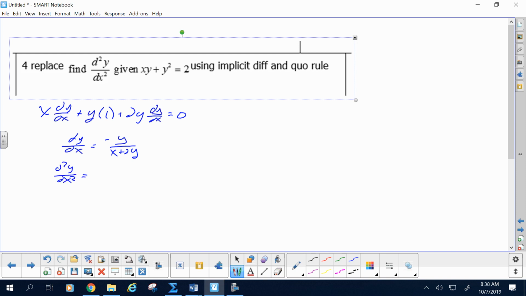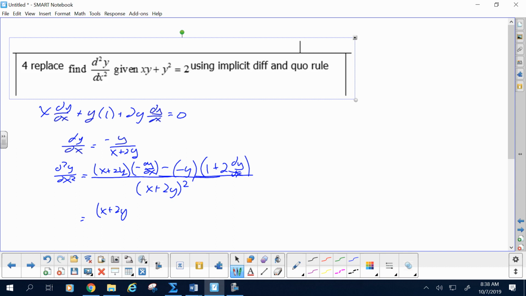by quotient rule, low d high, negative dy/dx, minus high, below, 1 plus 2 dy/dx. Did you get 2 dy/dx's you had to sub for? Yes? Oui, oui? Okay.